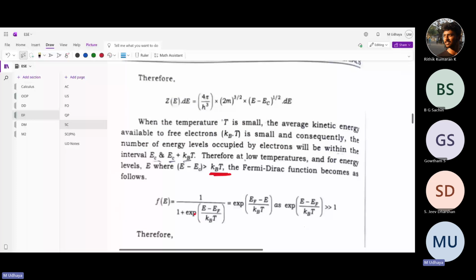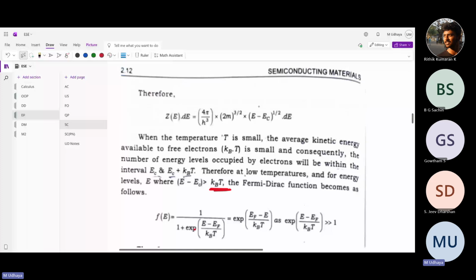Similarly, in the subsequent case which we are going to see, for holes, it will be EV minus E, because EV is greater. So we will see. For now, just remember this: 4 pi by h cube, 2m power 3 by 2, root of (E minus EC), dE. Beautiful. That is done.